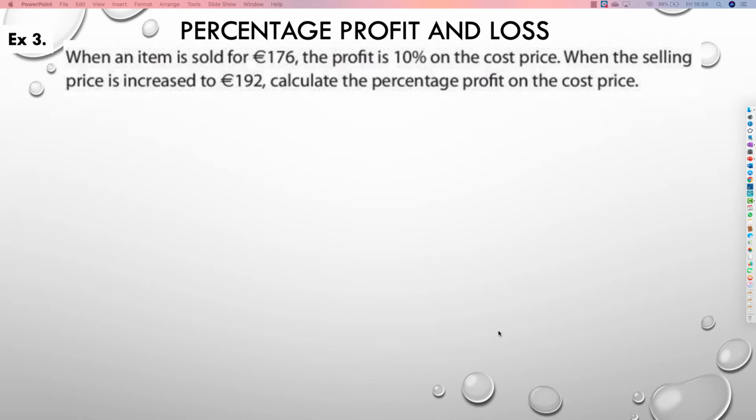1%. Right. When the price is increased to €192, calculate the percentage profit on the cost price. So, what's the formula for percentage profit? So, we have to figure out what the cost price is. What's the cost price? How are we going to get the cost price? What is cost price? 100%. What do we have there? 1%. So we're going to multiply €1.60 by 100 and we get?